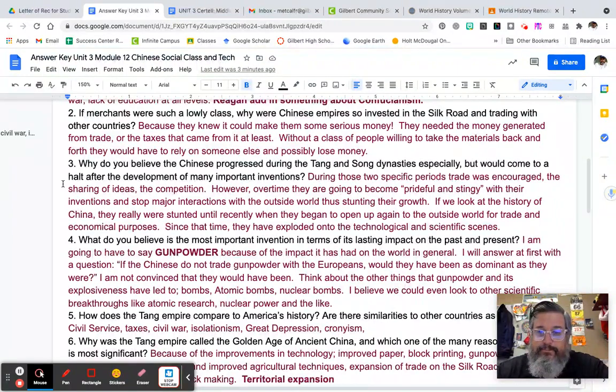And without that merchant class, they wouldn't have been able to do that. They needed people to move things back and forth. Why did the merchants stay at the bottom? I don't know. Maybe just because of the money aspect. I mean, they made dough. They made some good money.